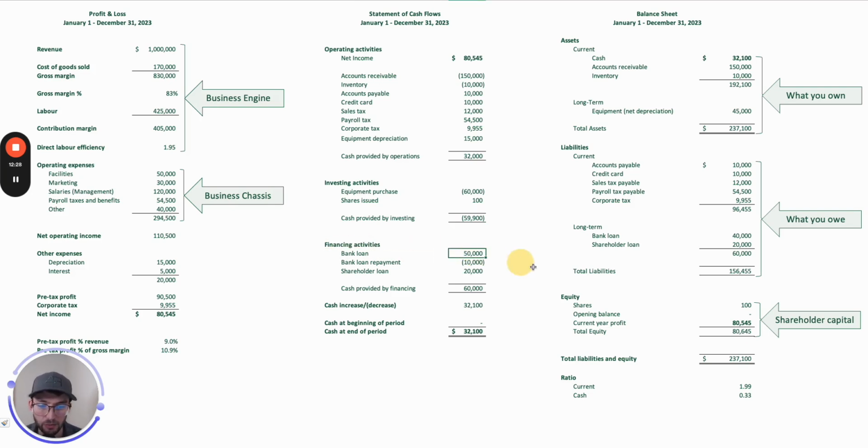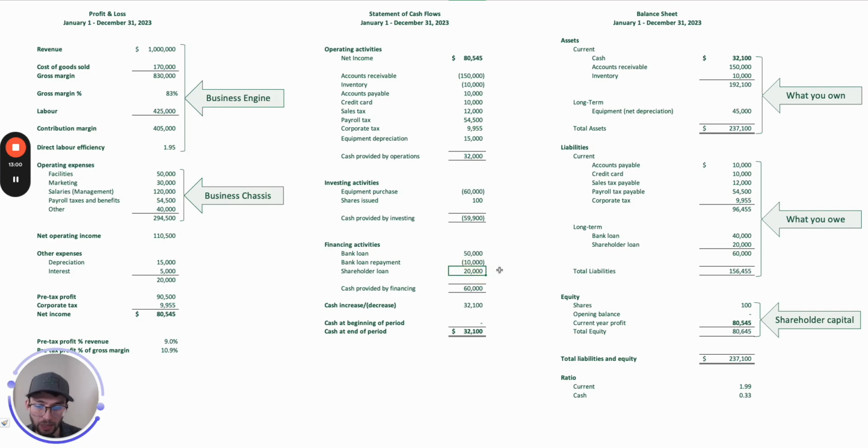The next section here, we have financing activities. In this case, we took on a bank loan for $50,000, so we're going to owe $50,000. Out of that $50,000 bank loan, we actually repaid $10,000 of it already. This interest amount on here is the interest portion of your loan payment. It's not the entire loan payment. So this is showing that $5,000 went towards interest and $10,000 went towards paying down the loan.